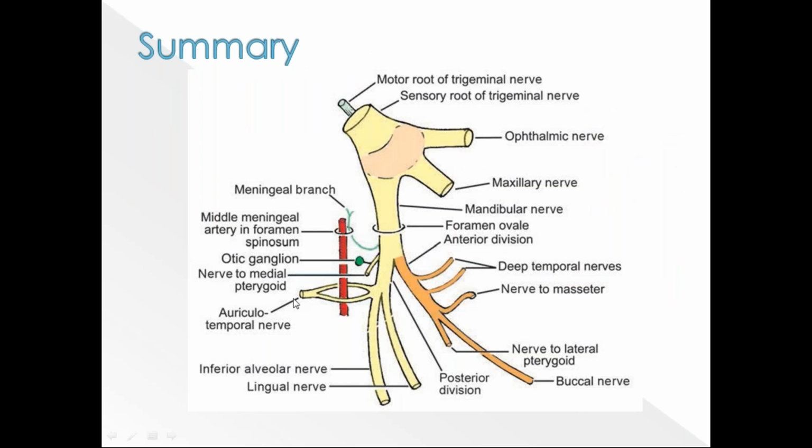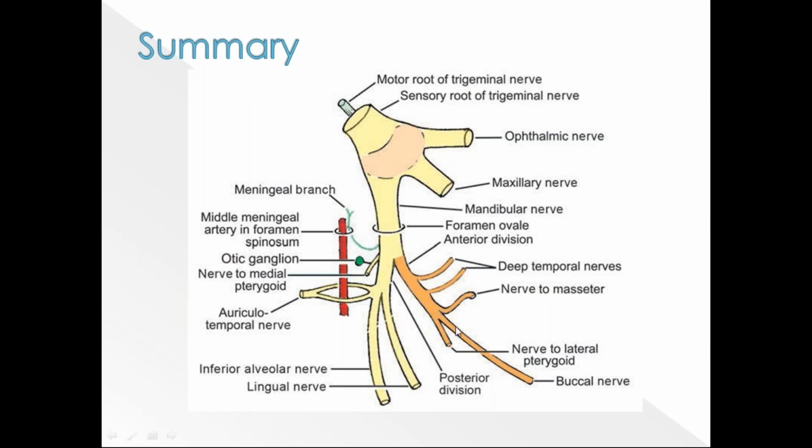So now I'm going to summarize whatever I have told so far. This mandibular nerve is the third division of the trigeminal nerve. Okay, it is a mixed nerve. It has both motor root and the sensory root. So it enters the infratemporal fossa through the foramen ovale, and both the roots unite to form the trunk here. Then it divides into two divisions, anterior division and posterior division. The trunk gives two branches, the meningeal branch and the nerve to medial pterygoid.